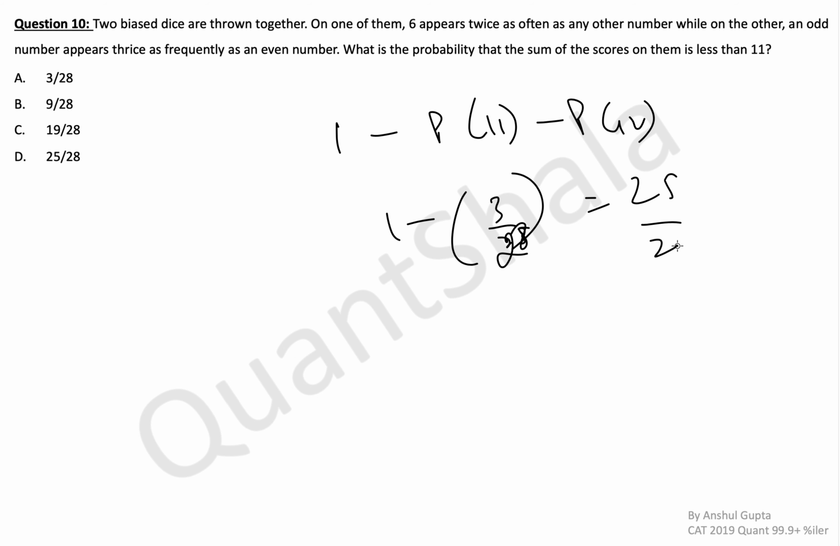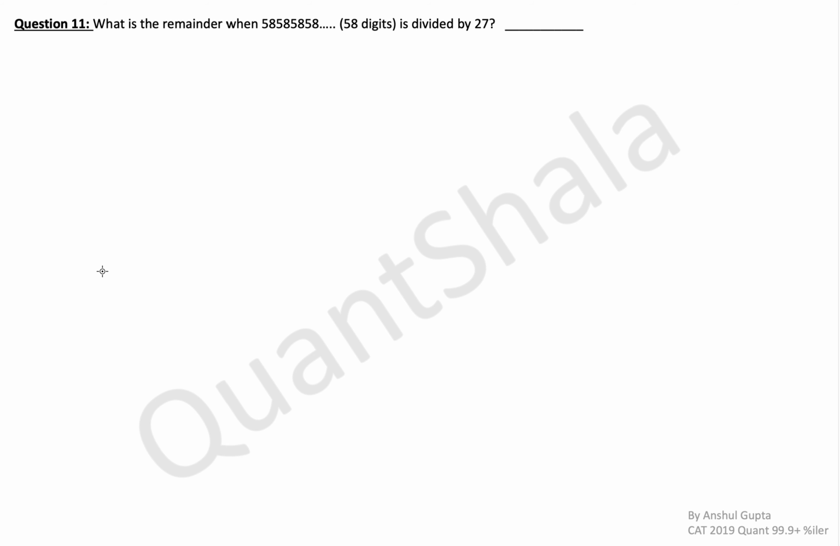The answer you get is 25 by 28. Okay, so coming to the 11th question, this remainders question I really like a lot. Why? Because many aspirants make a conceptual mistake here. They've memorized some shortcut which is wrong, and it clarifies the remainders concept of many aspirants. So make sure you look at this question very carefully.